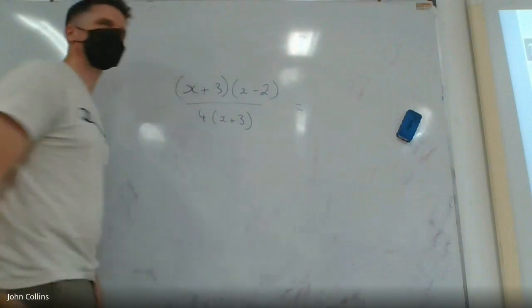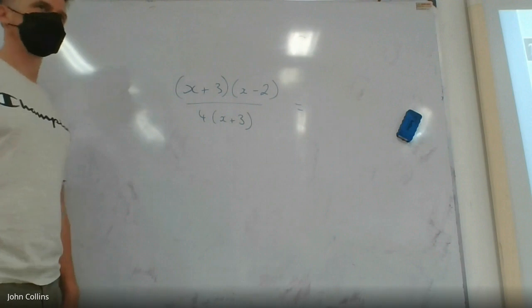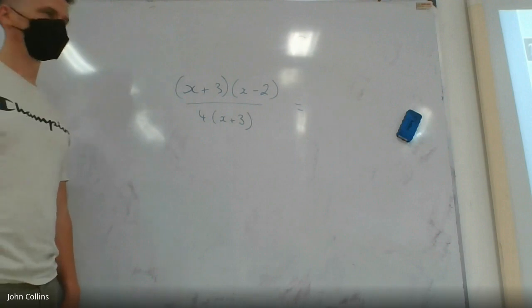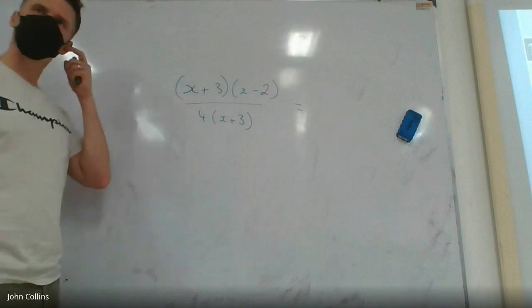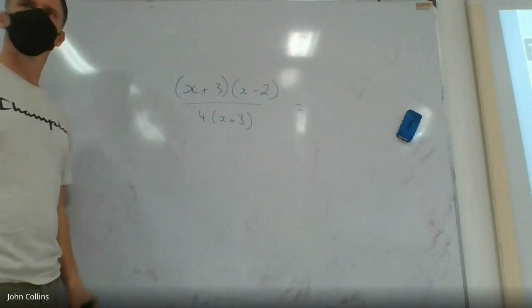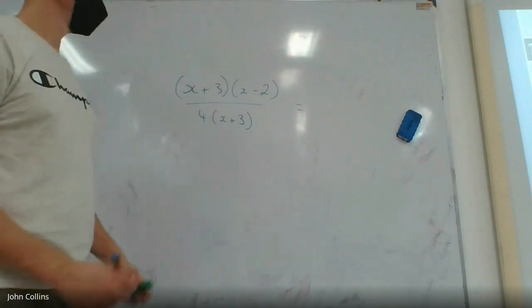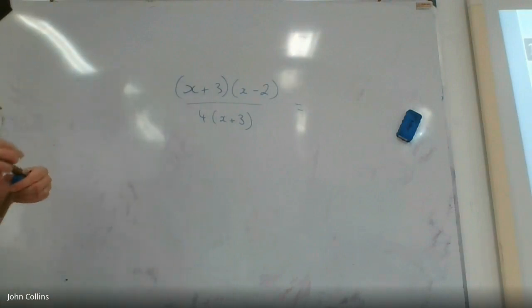Any idea what this might simplify down to? Any suggestions? Lane? Maybe x minus 2 over 2. Close. X minus 2 over something, all right. Well, if you multiply and divide by the same thing, Isabella? X minus 2. It is x minus 2 over 4.